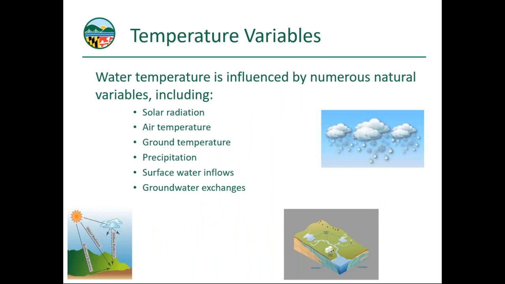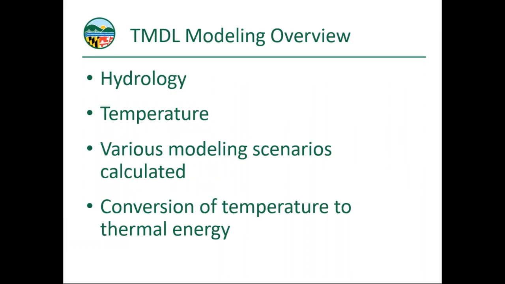This is just a slide showing the different variables. I'm sure most of us know already that water temperature is influenced by numerous natural variables, so we have a lot of inputs into the model. It's a difficult parameter to model. So just an overview of the modeling: first, we do our hydrology modeling, then we bring in the temperature component, and then we do various scenarios to see what changes we make to the environment to get to our 20 degrees C. And again, we're using thermal energy as our endpoint.